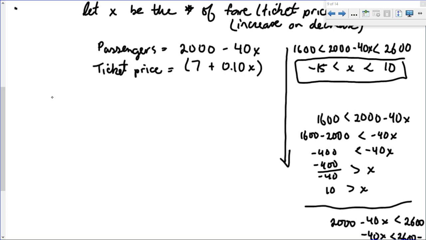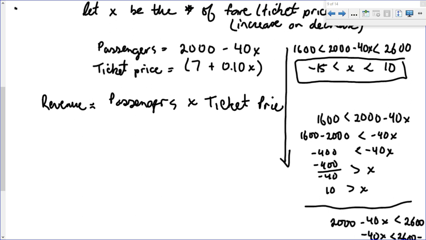All right, so let's just separate this and get some space here. Now we have our passengers expression, we have our ticket price expression. The revenue that this company makes is the number of passengers times the ticket price. Okay, it's that easy. It's the only way the company makes money here, by taking a certain number of passengers and multiplying it by each ticket price. So as a revenue function, that's going to be the product of these two binomials.